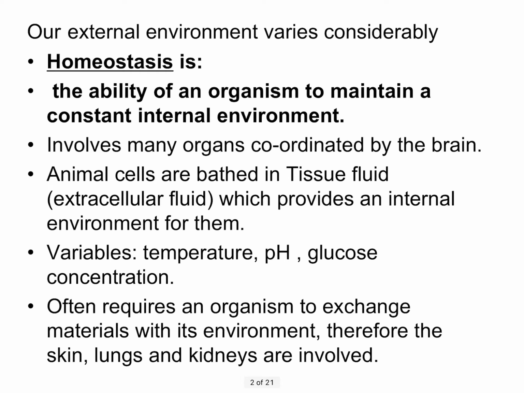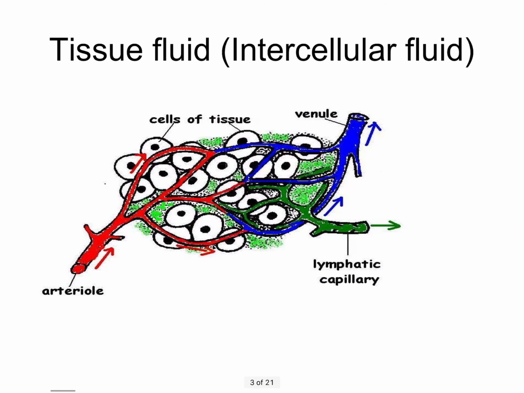Okay, now this often requires organisms to exchange materials with their environment. So gaseous exchange, and that would be important in this chapter. Therefore the skin has a big role here as well. The lungs, the kidneys are all involved in this homeostasis chapter. That's why, because we have already studied the skin, the lungs and the kidneys, we would have already spoken a good bit about homeostasis.